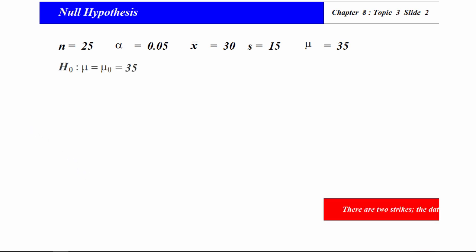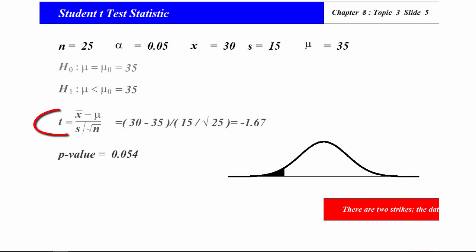The null hypothesis is that the mean is 35. Alternatively, we believe it is either not equal to 35, or because we have observed 30, we can argue less than. This time the test statistic is t.